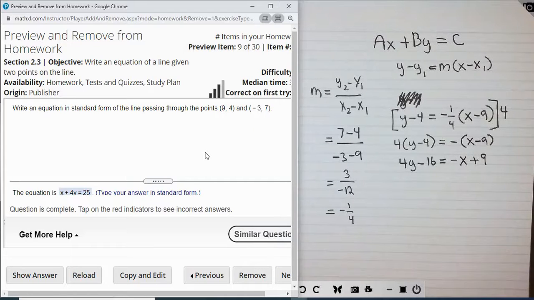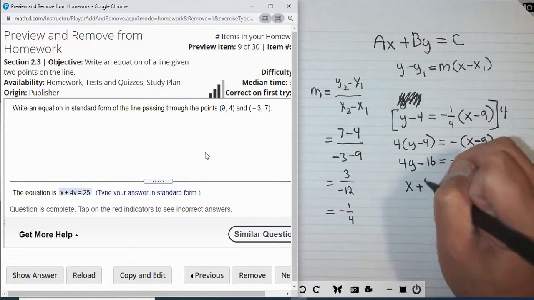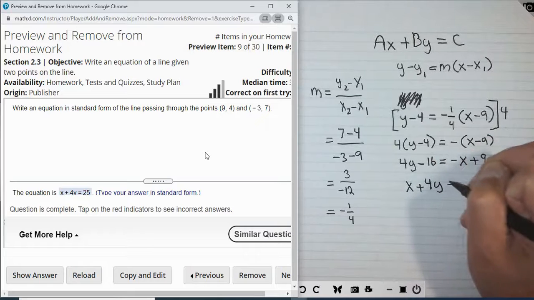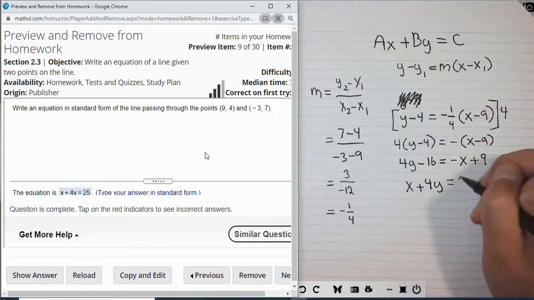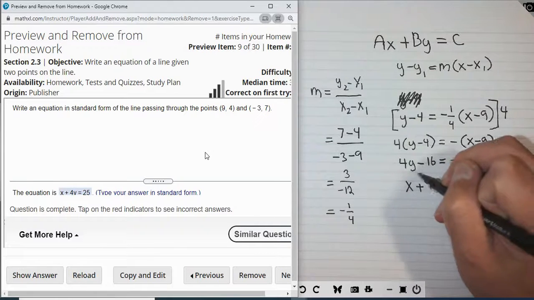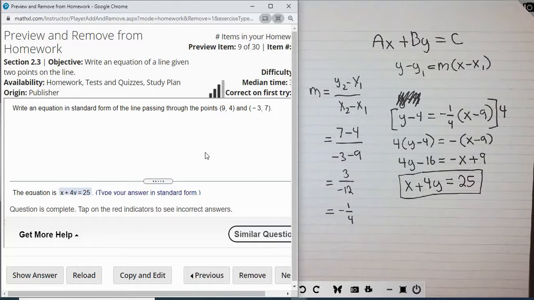All right, so now the only thing I really have to do is get it into standard form, and that means I move my x's over to the left, and I combine my constants over there on the right side, which is our c part. So let's add our x. So we're going to get x plus, we'll keep the 4y. Then we will add 16 to both sides. So 16 plus 9 is 25. And there we go. We have our equation in standard form.